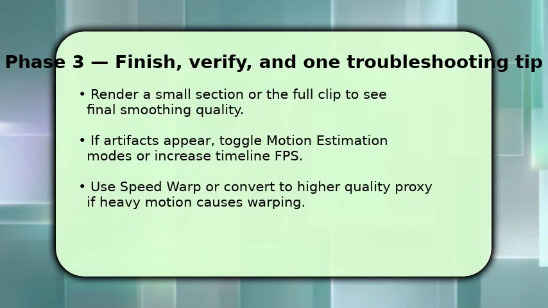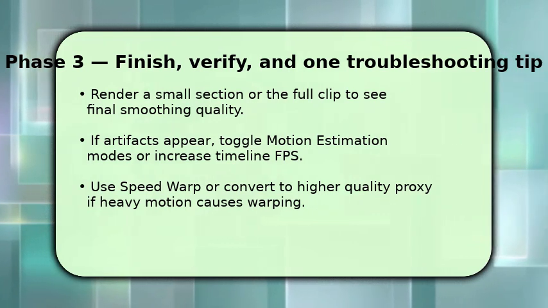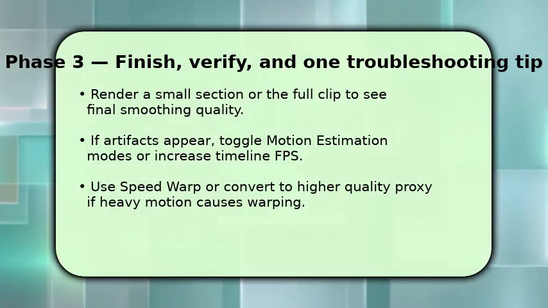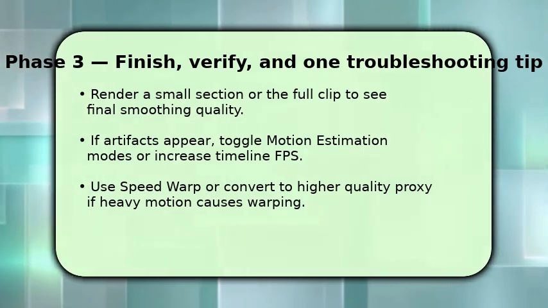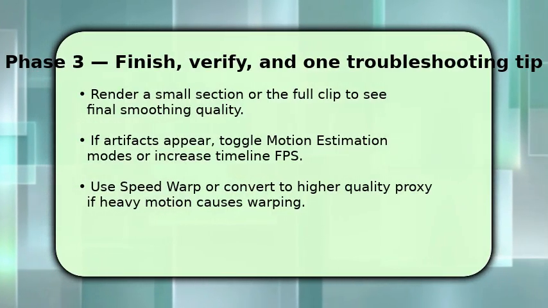Playback in real time after rendering cache or an export. If you see ghosting, twinning, or warping, switch motion estimation modes. Try nearest, then enhanced, then speed warp to compare. Sometimes raising timeline FPS or reinterpreting the source frame rate helps.